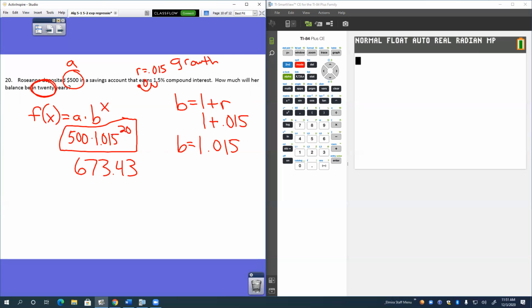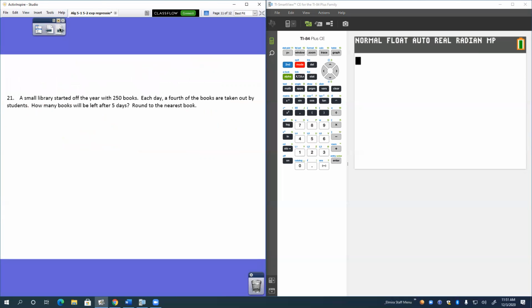Again, you always want to take your percent and move the decimal point 2 places to the right. If it's growth, we want to use the 1 plus R formula. If it's decay, we want to use 1 minus R. Go ahead and try number 21.